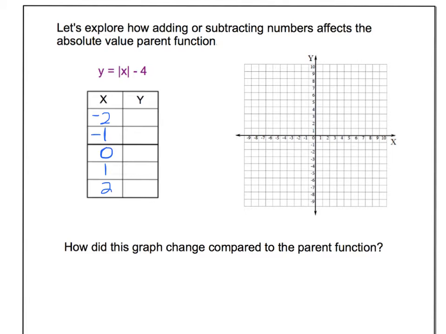Substituting in a -2 and taking its absolute value gives me a +2. And 2 minus 4 gives me a -2. Substituting in a -1 and taking its absolute value gives me a +1. 1 minus 4 is a -3. Your table finishes up this way. Plot these points.